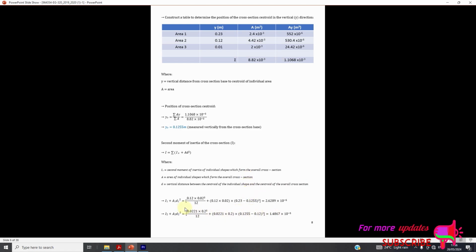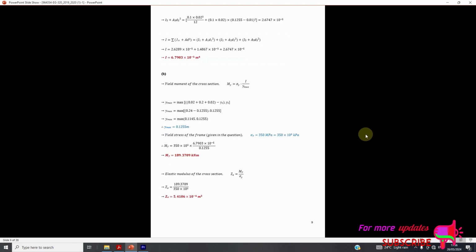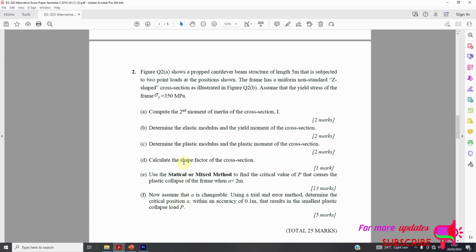Substituting into this, you get I is equal to this formula, b d cubed over 12, for each shape. You get the answers as follows. Then you do the summation of area 1, area 2, and area 3, and you get the answer as shown in the diagram.